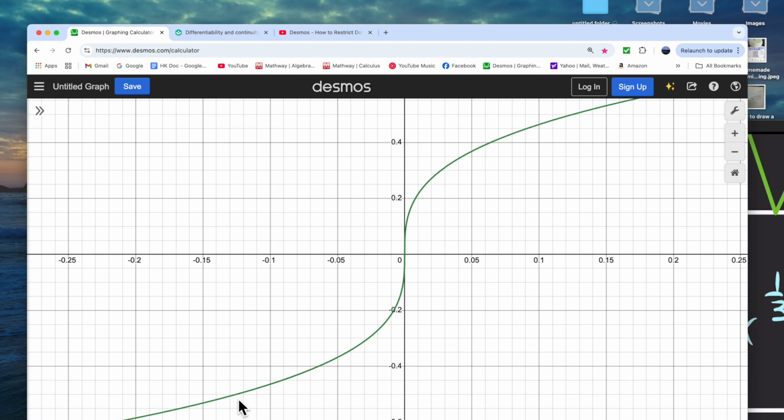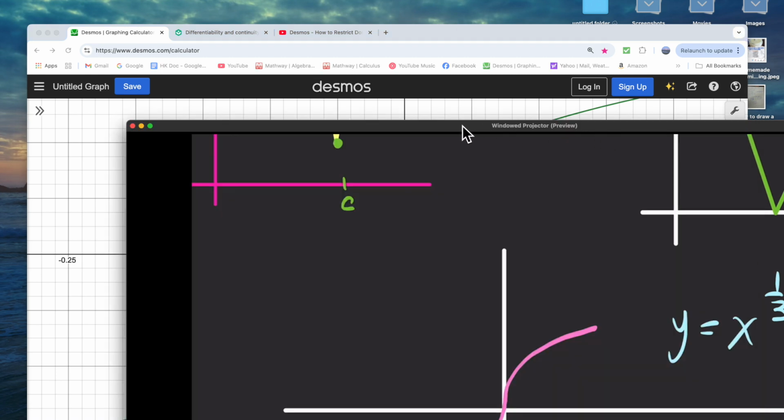Here, this is a blown up version. You could see at x equals 0, look at the slope. Look at the tangent line. It's vertical. And we know the slope of a vertical line is undefined. So that's why you're going to see that these types of graphs with a vertical tangent line at a given x value are not going to be differentiable.